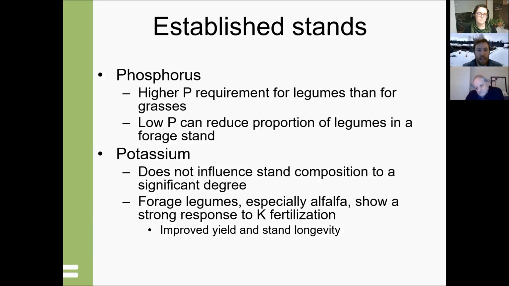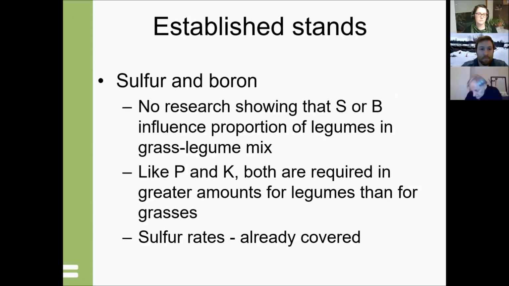Legumes also like a high amount of potassium, but they don't really influence stand composition as much as nitrogen and phosphorus. But I will say they do respond very well to fertilization. And of course, potassium is used for stress tolerance, so that usually correlates to greater stand longevity if you apply appropriate amounts of potassium.